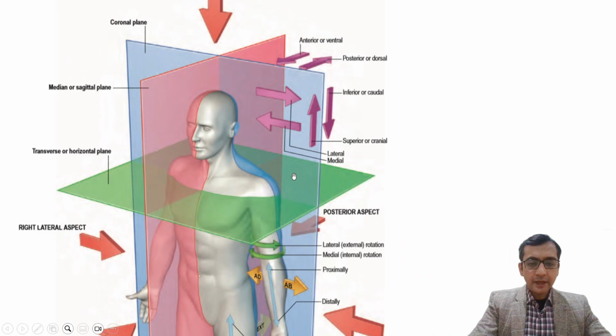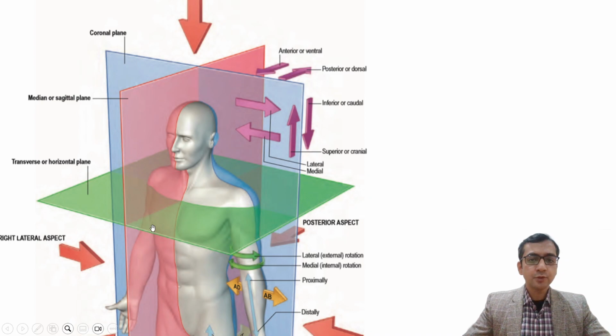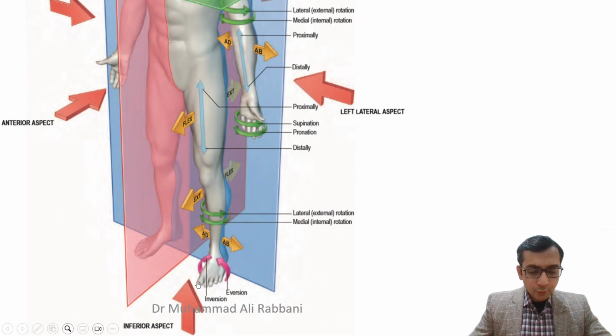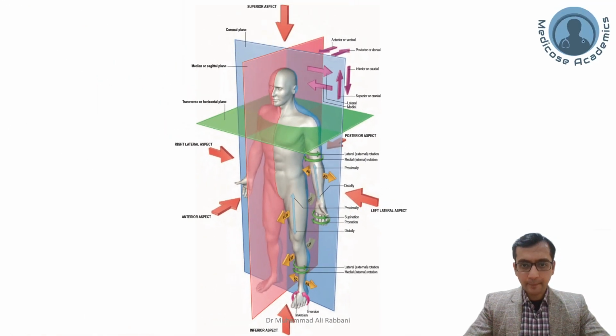Again, self-explanatory. As you move in the horizontal plane, as you move towards the front, you are moving anteriorly. As you move towards the back, you are moving posteriorly. So the nose is anterior to the ears. The chest is anterior to the back. Ears are posterior to the nose. In the foot, the toes are anterior to the heels. The heels are posterior to the toes. So this is anterior versus posterior.